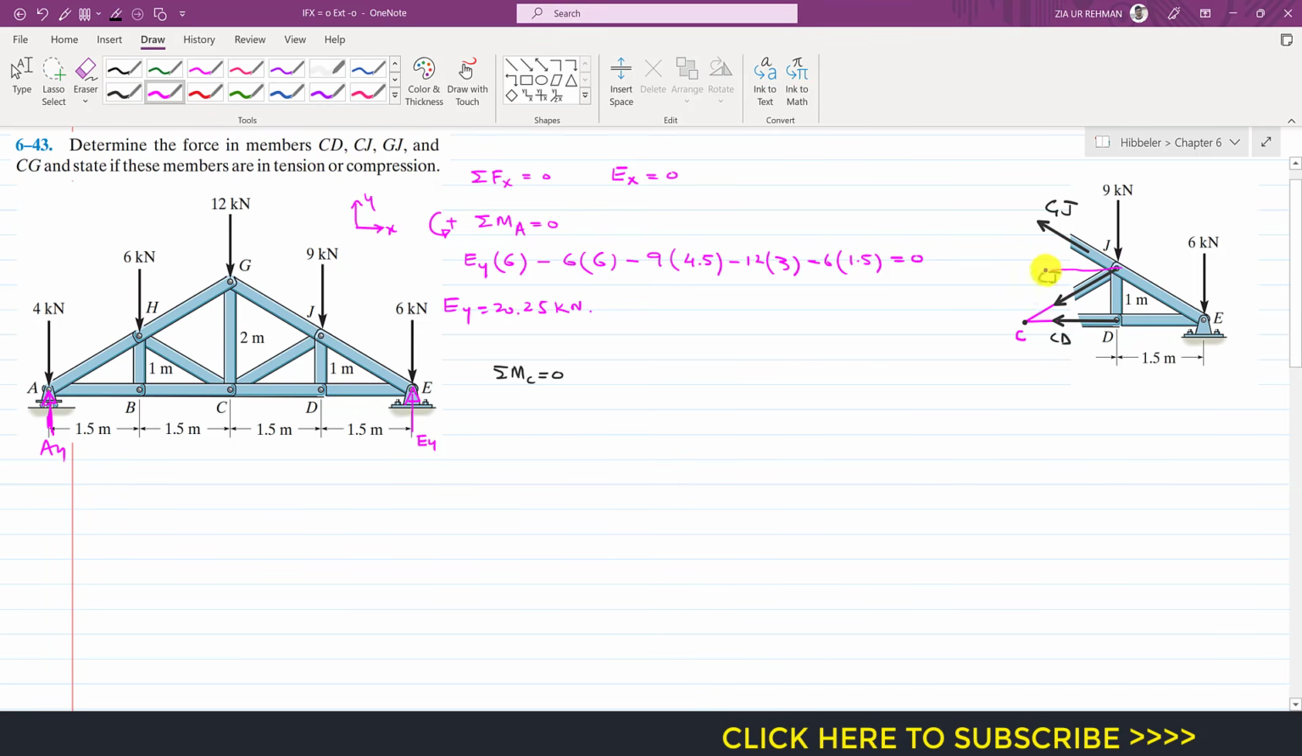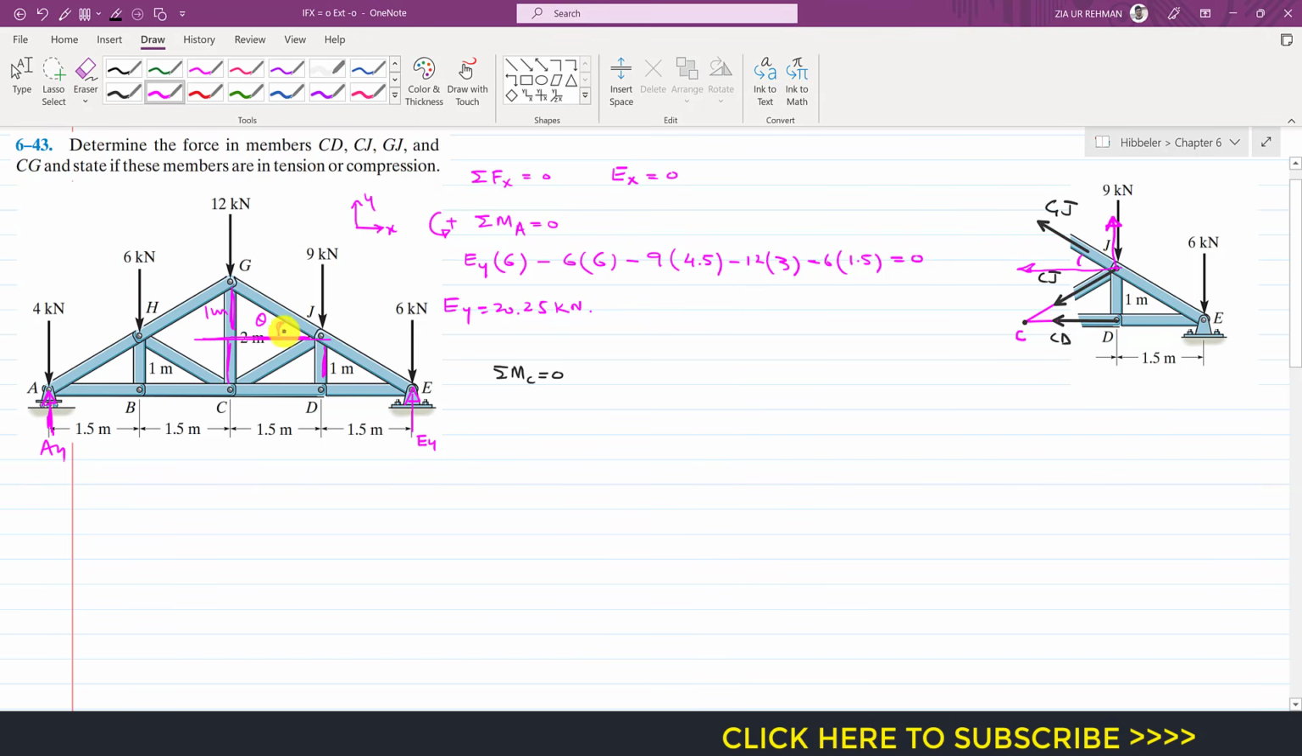So it will have two components. It will have one component like this, and it will have one component which will be acting vertically upward. So we need to have this theta. So this GJ, if I draw a line here, this GJ is making that angle theta here. As we can see that this length is 1 meter, then this is 1 meter, and this whole length is 2 meters. So this length is 1 meter as well, and this length is 1.5.